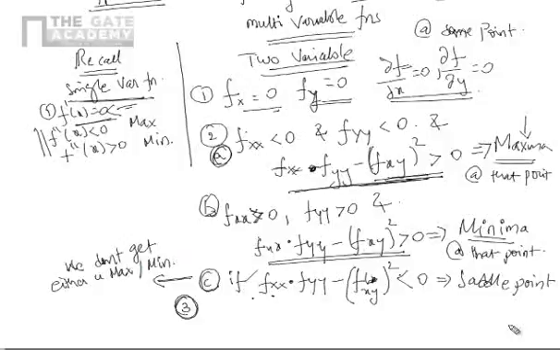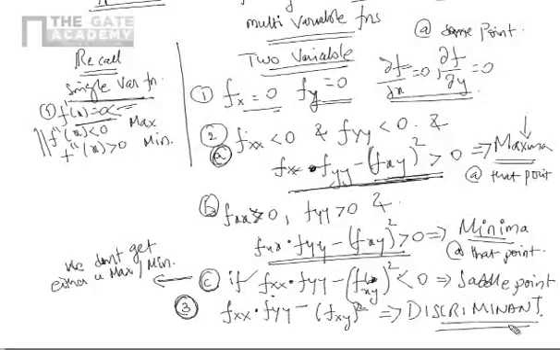Please remember that. Third case, we call this fxx into fyy minus fxy the whole square by a special name called discriminant. Please remember that this is referred to as the discriminant.